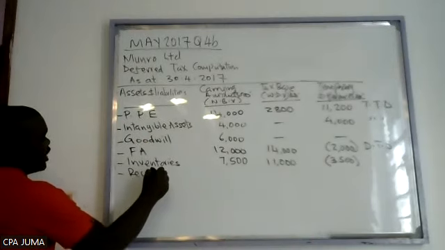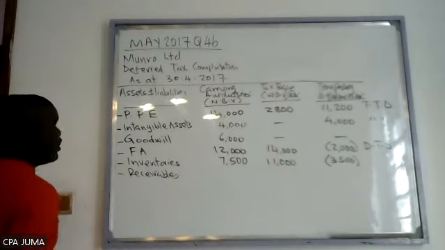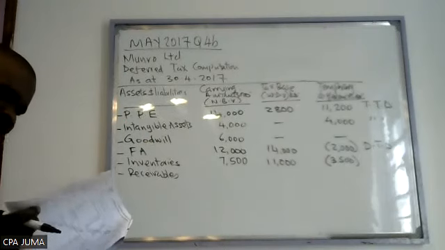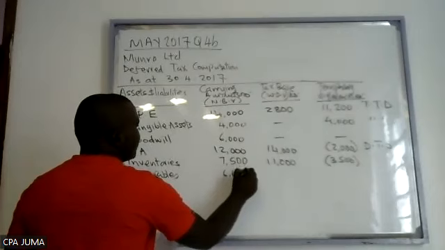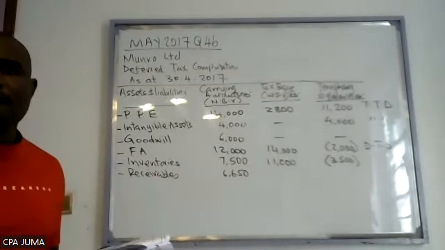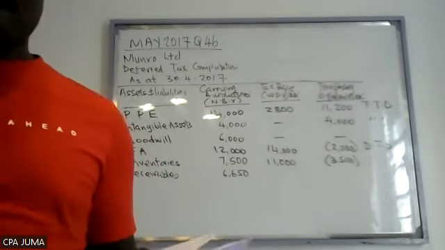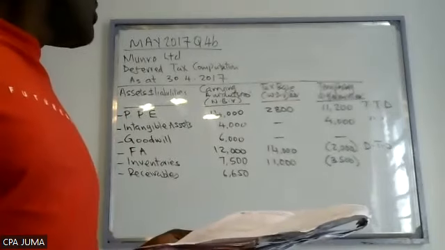Trade receivables. Receivables. And this is how we determine the tax. Receivables, the book value is 6650. Excuse me, Mwalimu. Yes, please. Kindly just repeat the explanation for the inventories.